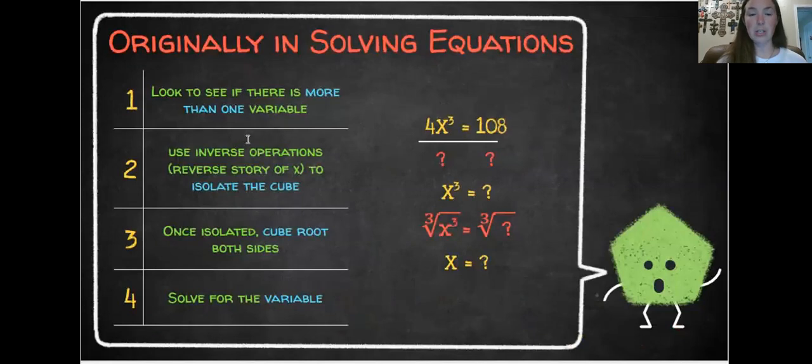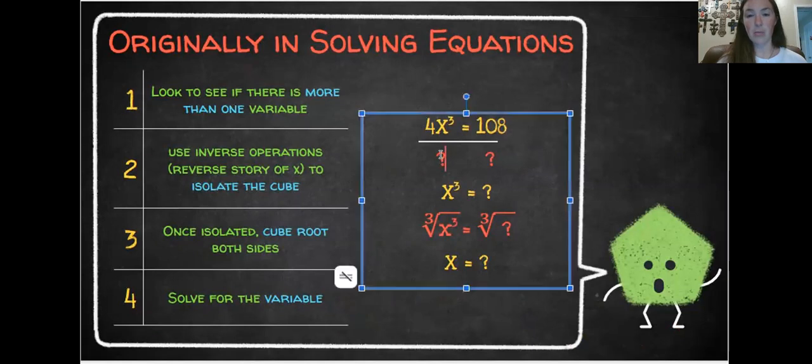So we said, look to see if there's more than one variable. In this case, there wasn't. Use inverse operations to isolate the cube. So here we would need to do the opposite. The opposite of multiplying by 4 would have been to divide by 4. So then on this side, 4 divided by 4 would cancel out, and we would just have x cubed. 108 divided by 4 was 27.